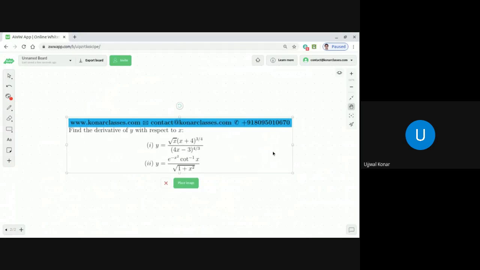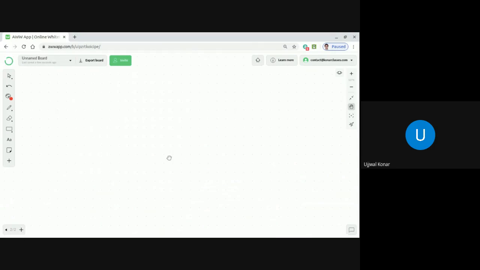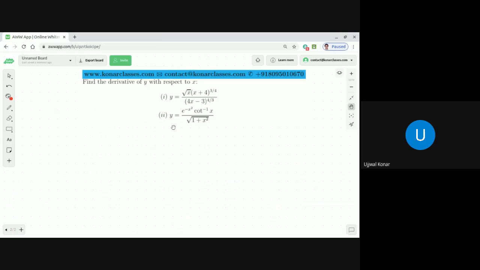I think the question is visible to all of you, dear students. Okay. First, let me know how you have done it. The first one, that is square root of x into x power 4 power 3 by 4 divided by 4x minus 3 power 4 by 3. How did you proceed?